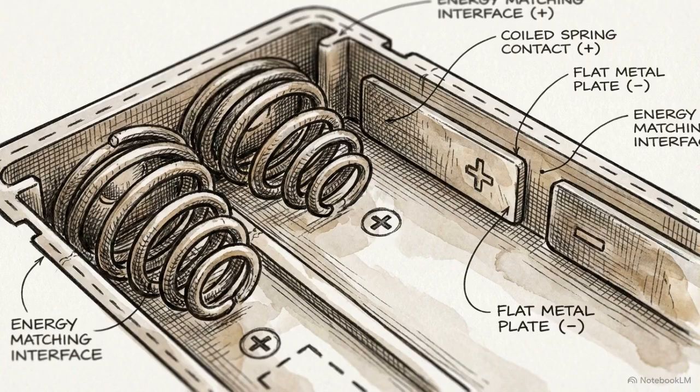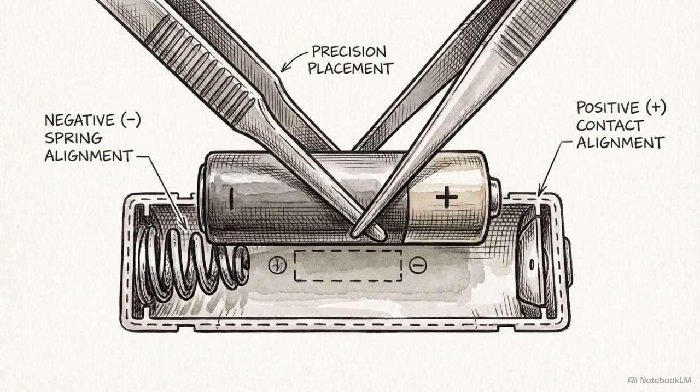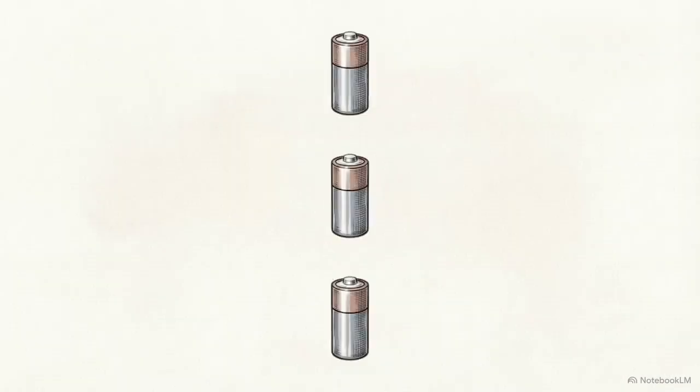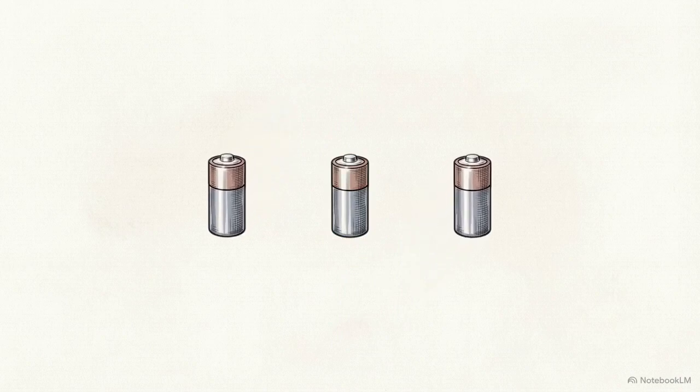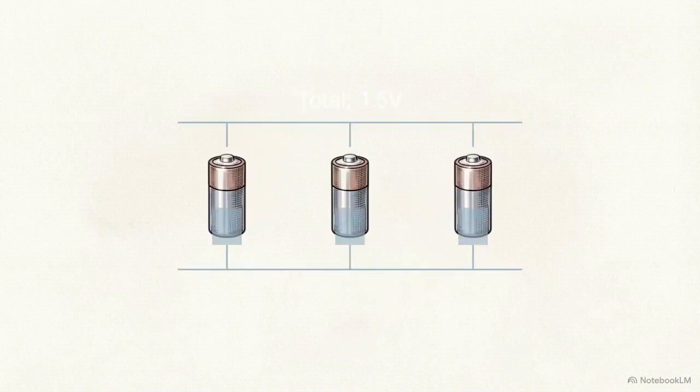Battery compartments are designed specifically to match the unique energy consumption of the device they power. Effective troubleshooting starts with polarity, ensuring the positive and negative terminals align with the circuit's contacts. Recognizing a series connection identifies that the device relies on combined voltage to work. Seeing a parallel layout indicates the device is designed for extended runtimes.